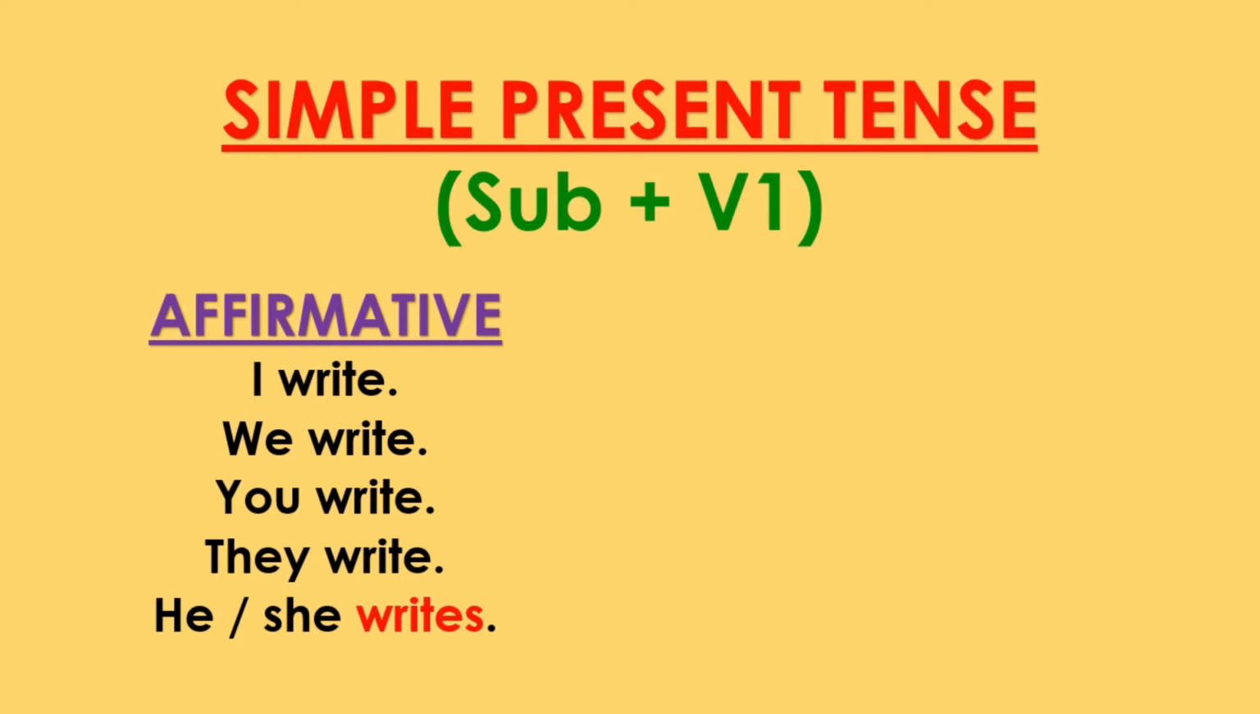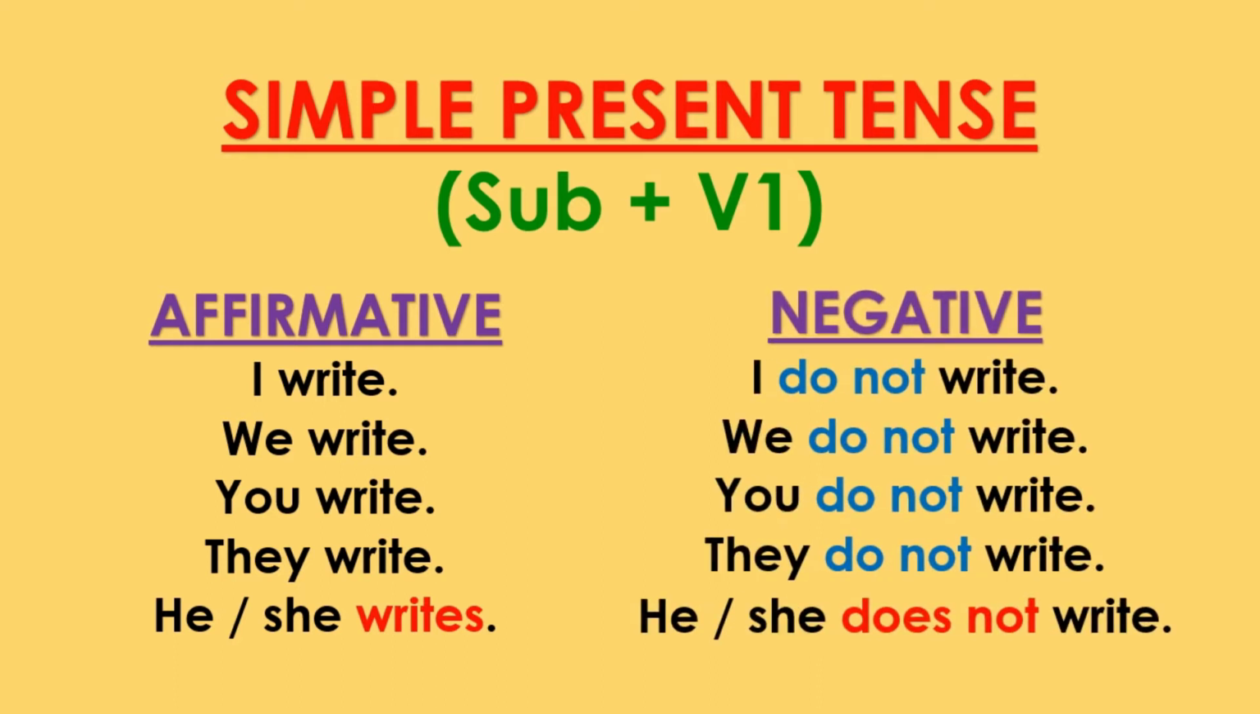Now let us see how these sentences are transformed into negative. In case of negative, we use do not just before the first form of the verb, and do not is used in case of first person singular and plural, second person singular and plural, third person plural. But again in case of third person singular number, we no longer use do not. Rather, we use does not.